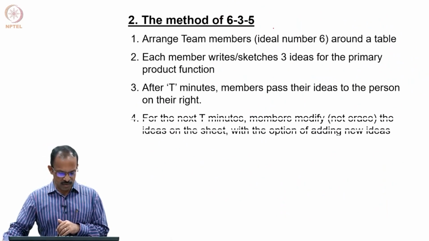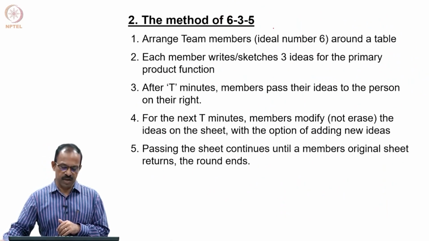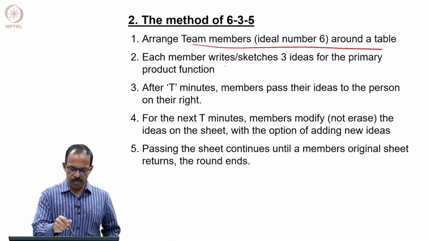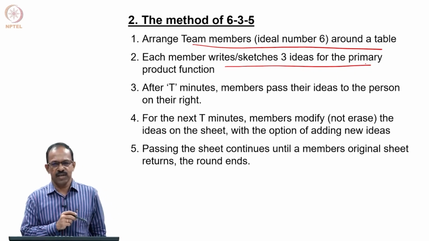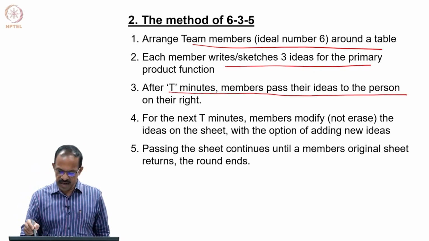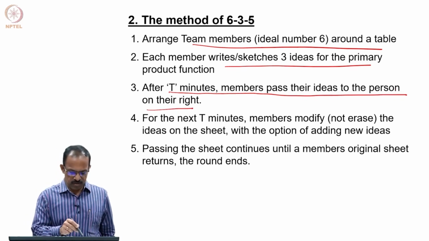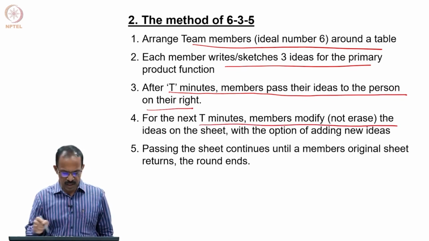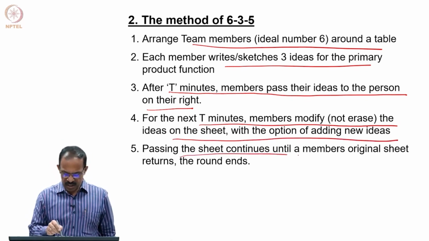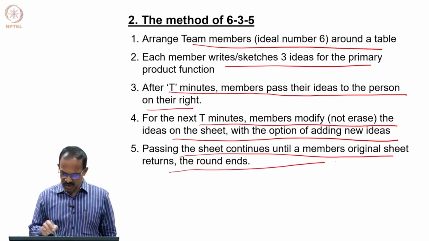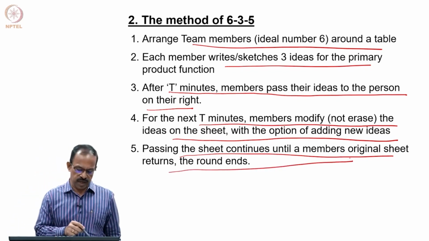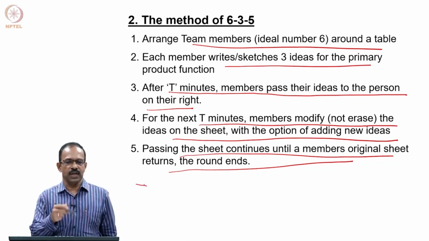I will just tell you the steps involved, which I already mentioned. Arrange team members, the ideal number is 6. Each member writes or sketches 3 ideas for the primary function, and after T minutes members pass their ideas to the person on their right. For the next T minutes members modify the ideas on the sheet, with the option of adding new ideas, and passing the sheet continues until a member's original sheet returns. The round ends, that is the first round ends, and then it continues for another 4 rounds.